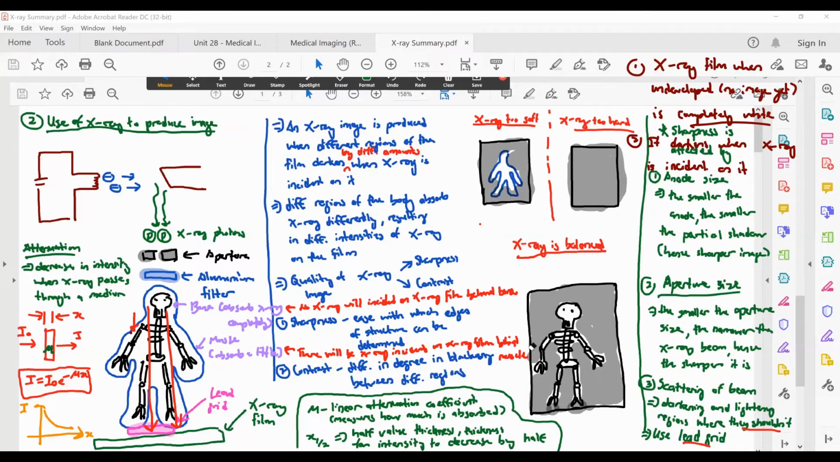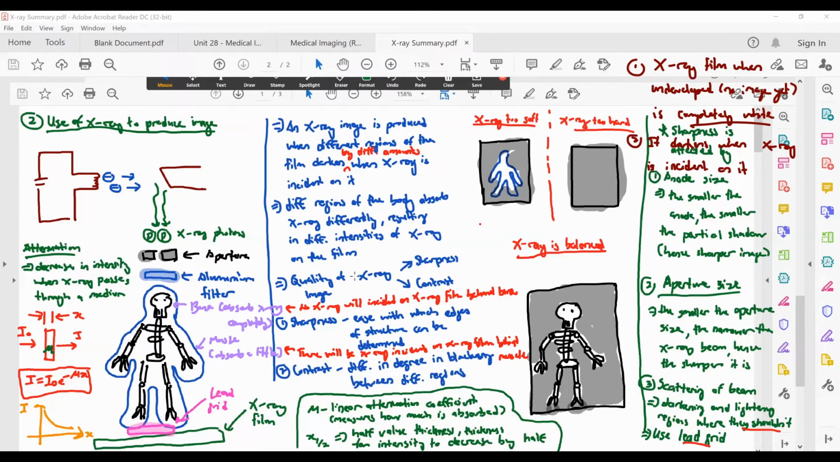Only then can you get a proper image like this. All right, so this is how you get your X-ray image. Now, when you get your X-ray image, we will also ask you to judge the quality of the X-ray image.